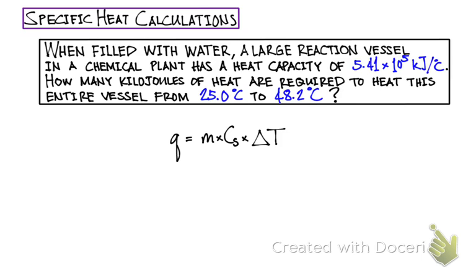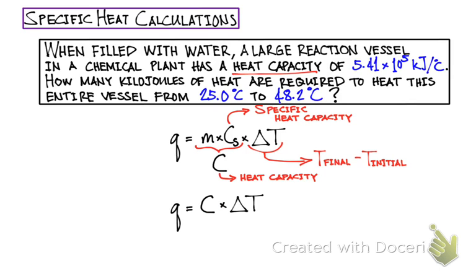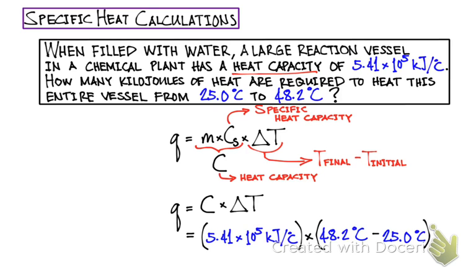Looking at the same equation here, Cs is the specific heat capacity of water, which is 4.184. Since we are given a heat capacity of 5.41 times 10 to the 5th, we can use this equation shown here, which is Q equals heat capacity times delta T, which is the change in temperature. All we have to do now is plug in the numbers, and we get 1.26 times 10 to the 7th kilojoules.